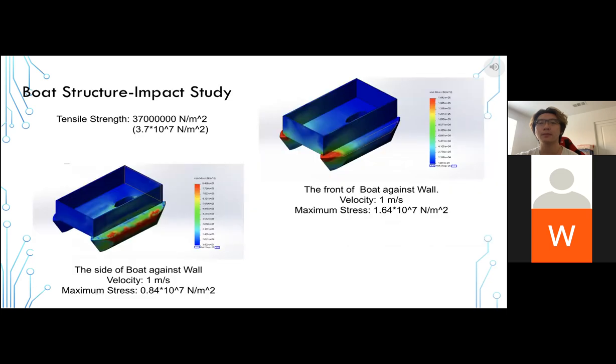Then, I did some impact studies for the boat. In this slide are the results when the boat hits the wall. On the right-hand side, the picture shows the stress distribution of the boat when the front of the boat hits the wall with its maximum velocity, which is 1 meter per second. On the left-hand side, the picture shows the stress distribution of the boat when the side of the boat hits the wall, caused by large wind or waves, at 1 meter per second. Both study results show that the boat structure will not fail under those situations.